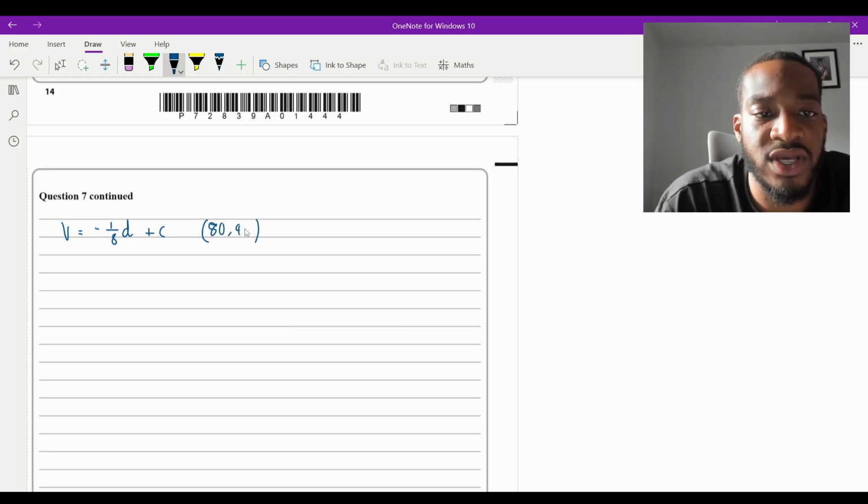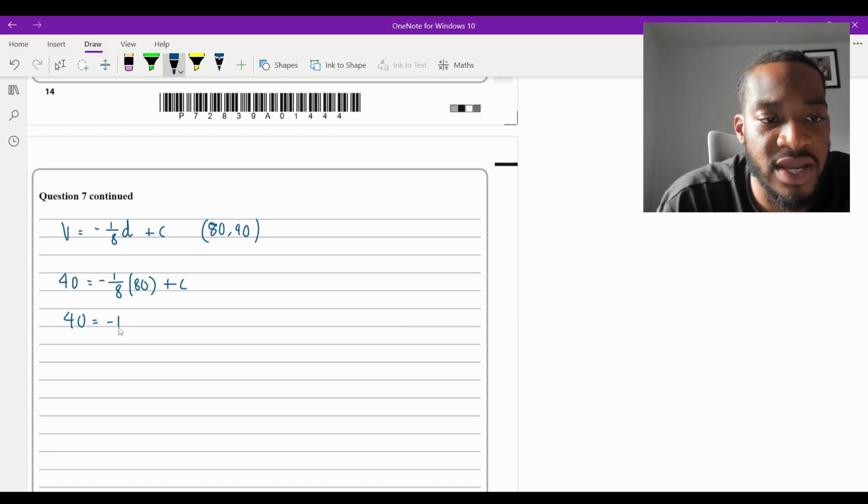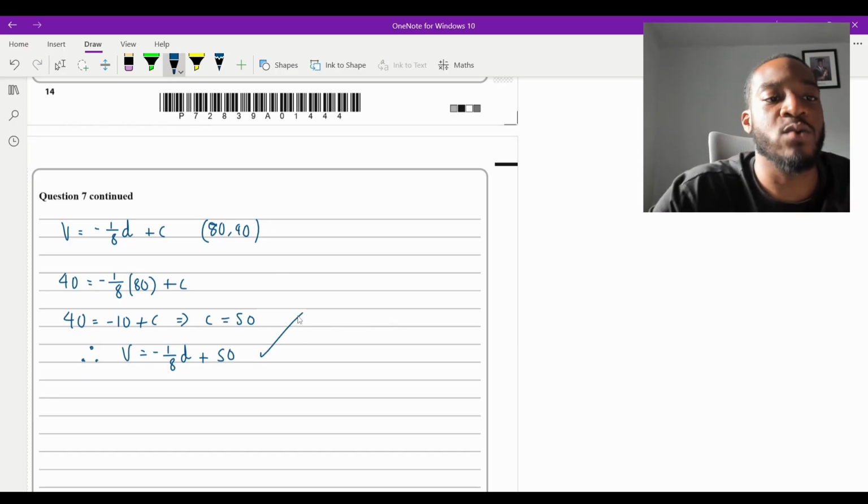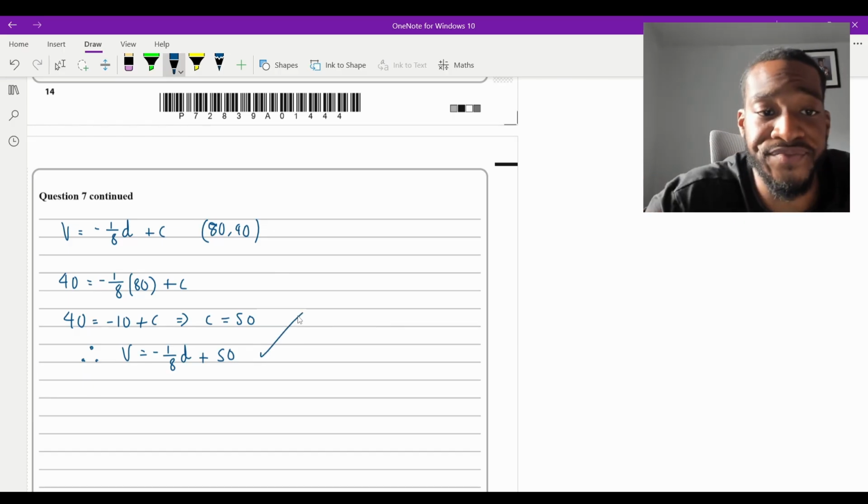80 and 40. Plugging that in is going to give me 40 will equal minus an eighth of 80, plus C. So 40 is equal to an eighth of 80, which is just going to be 10, so minus 10 plus C. That gives us that C is equal to 50, isn't it? Meaning that our complete model is going to be V is equal to minus an eighth D plus 50. And that will give us the 4 marks for part A.